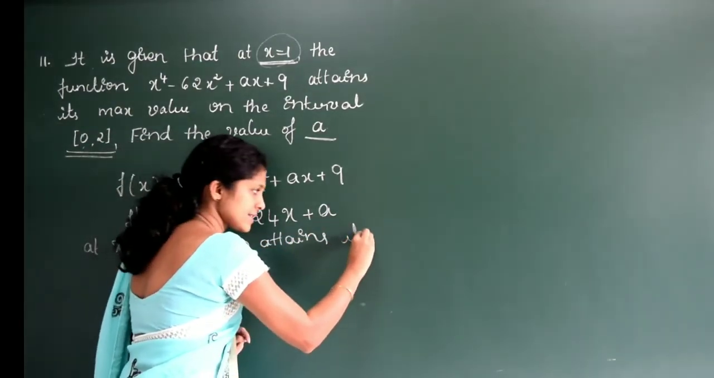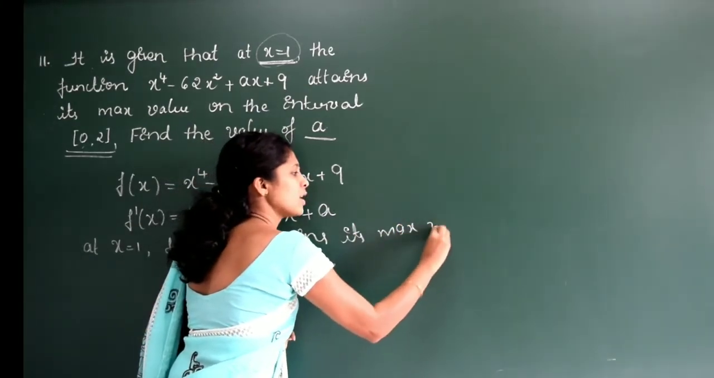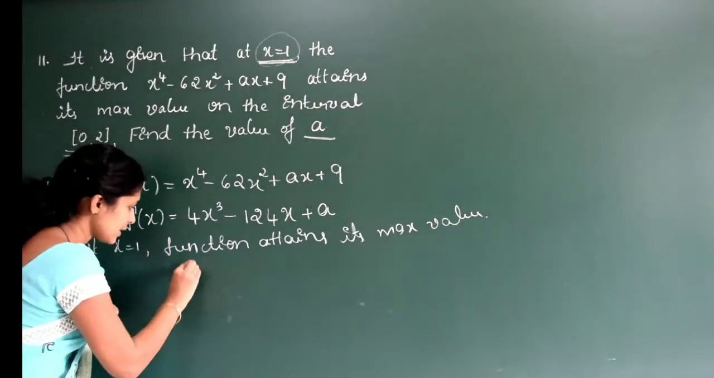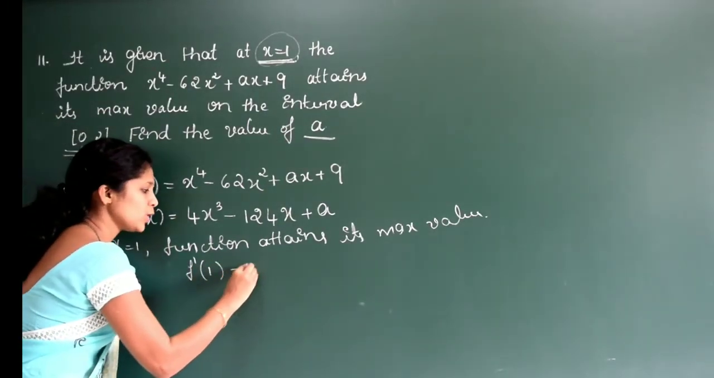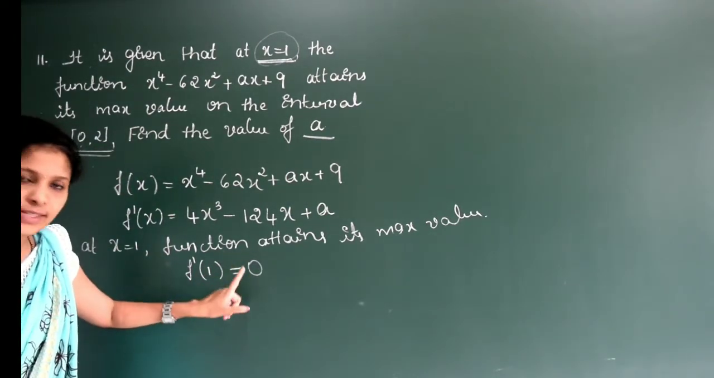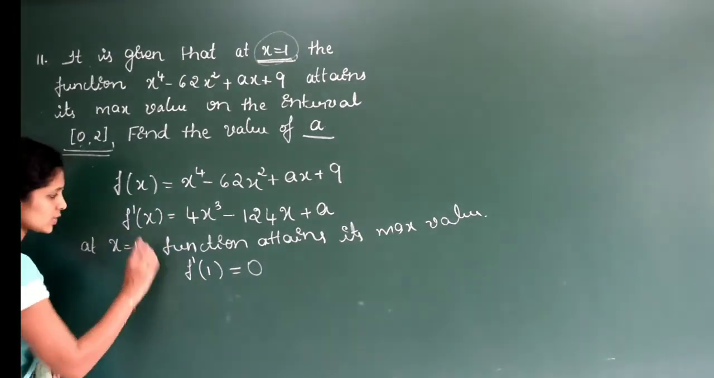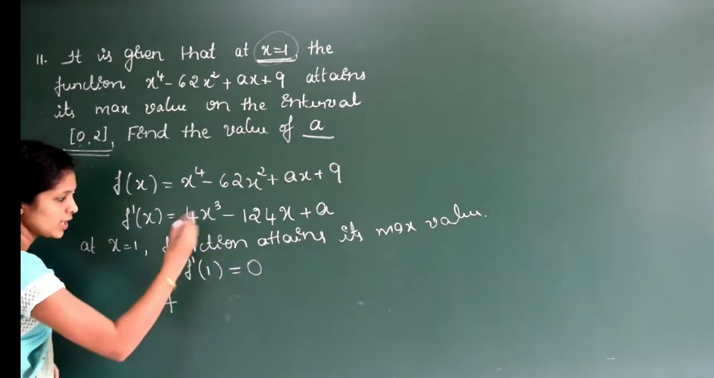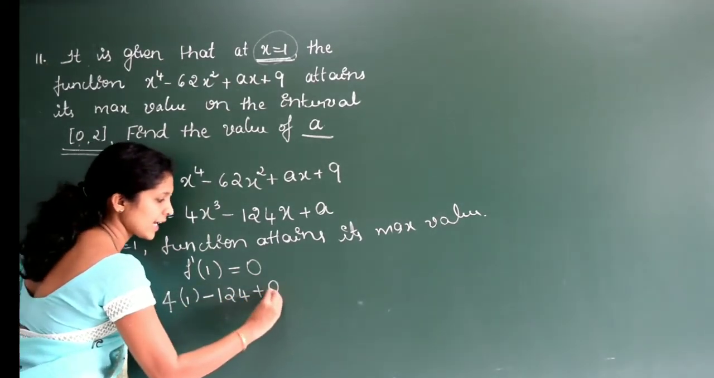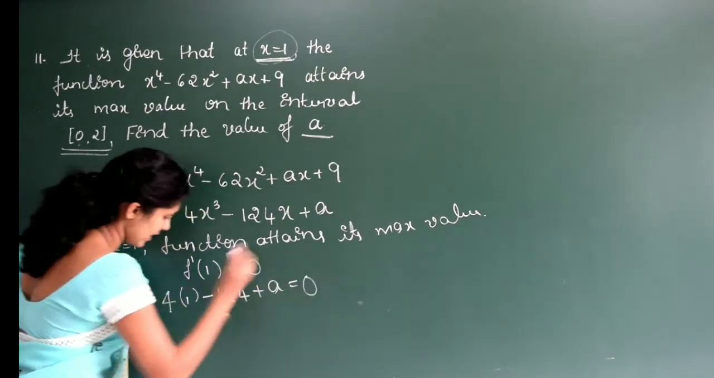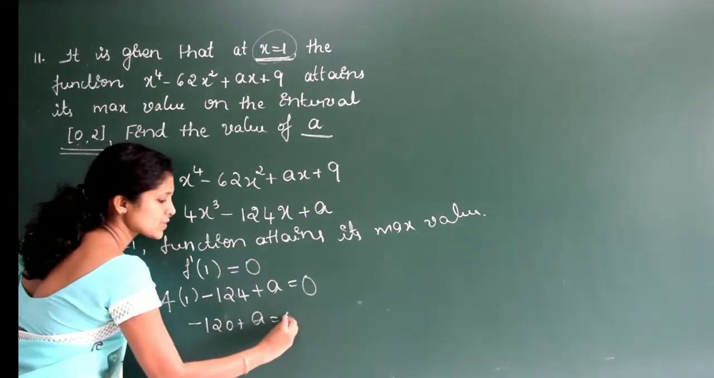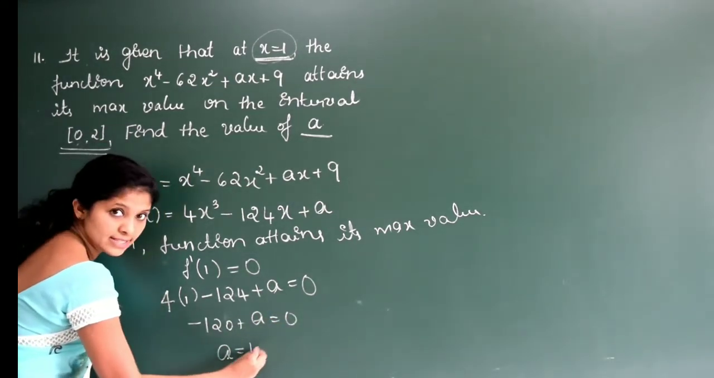Attains its maximum value. That means x is equal to 1 should be the critical point. That is nothing but f dash of 1 should be equal to 0. Now we will substitute into f dash of 1. So f dash of 1 will be 4 into x cube, which is 1, minus 124, plus a, equal to 0. 4 minus 124 will be minus 120, plus a is equal to 0. By this we can write the value of a as 120.